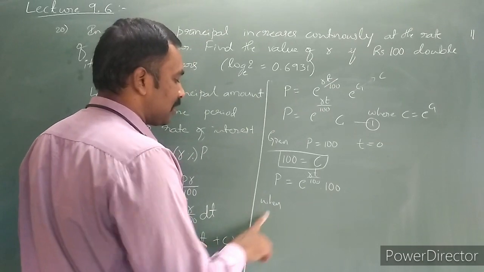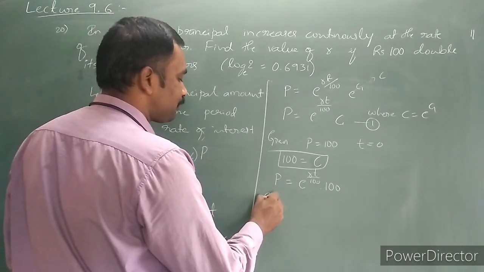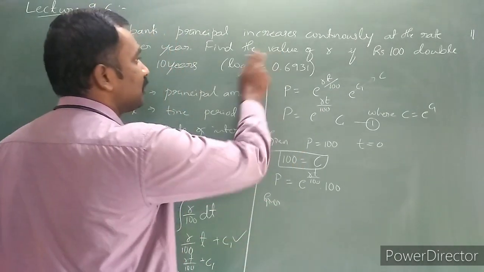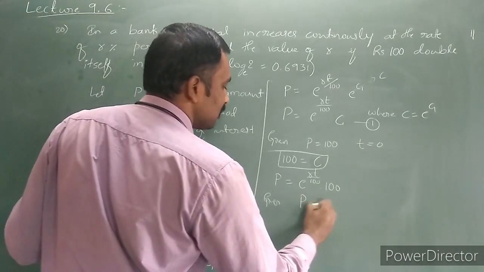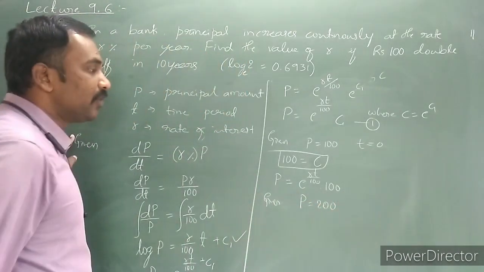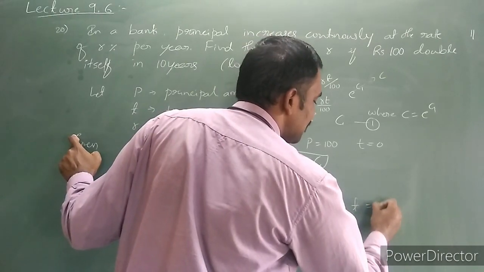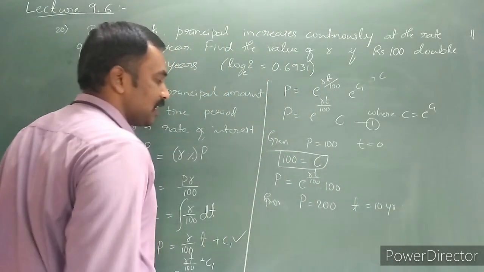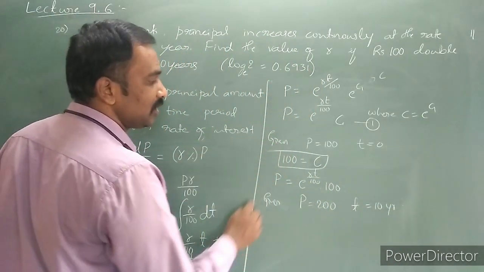And again they are given. What is the given thing? The principal amount doubles. When it doubles, 100 becomes 200, at the time of 10 years. So replacing all these values into the above equation.